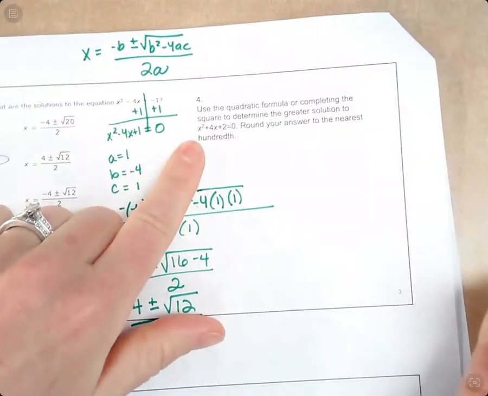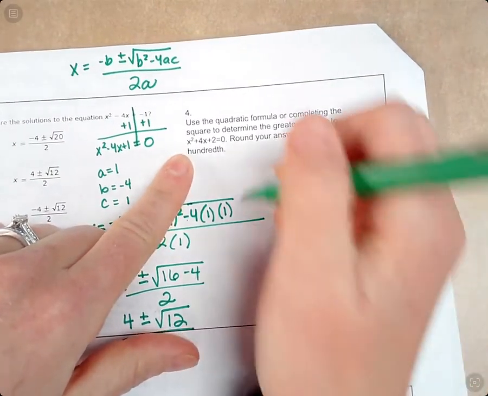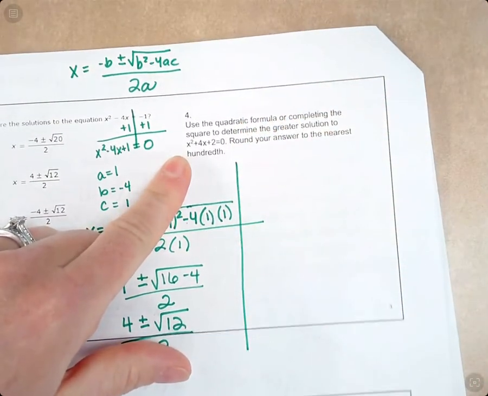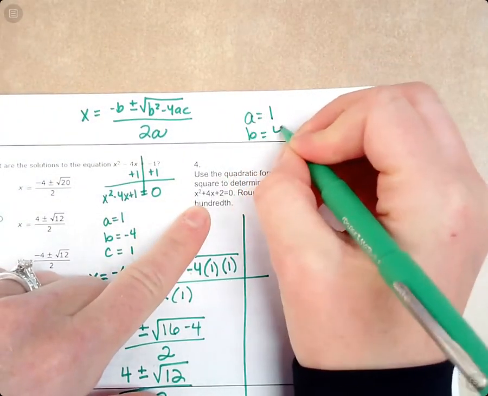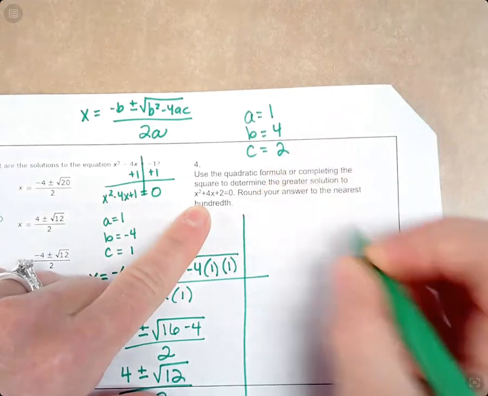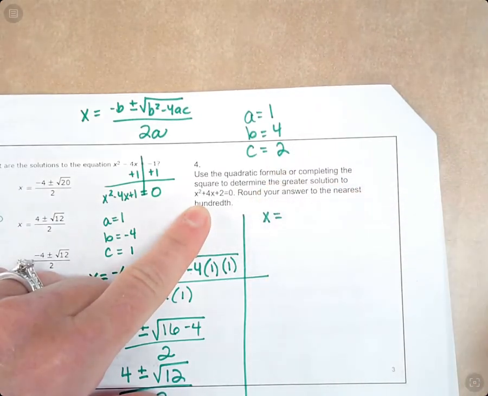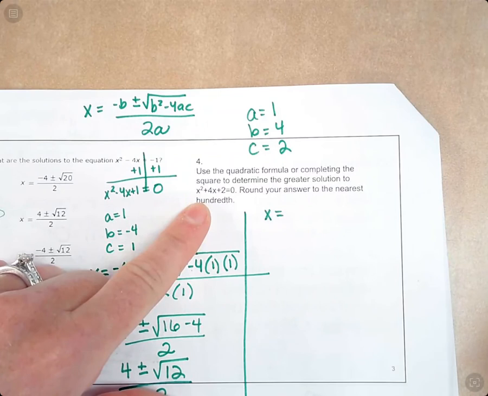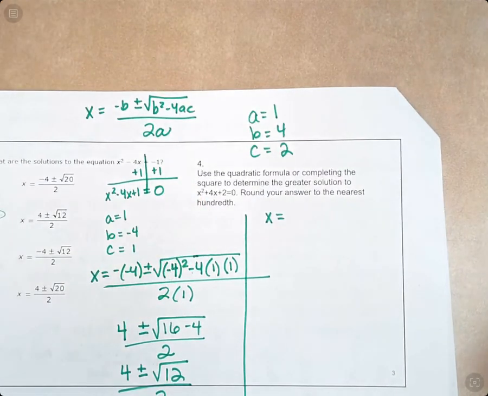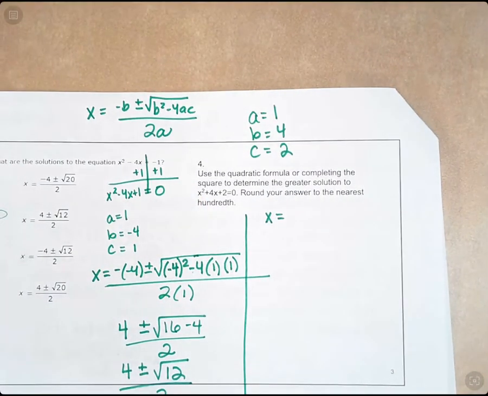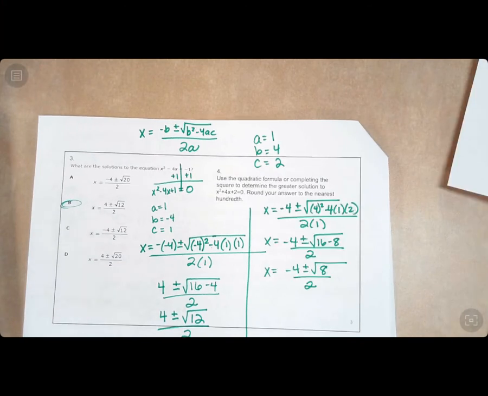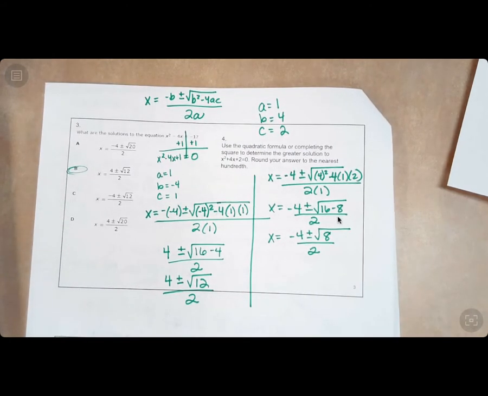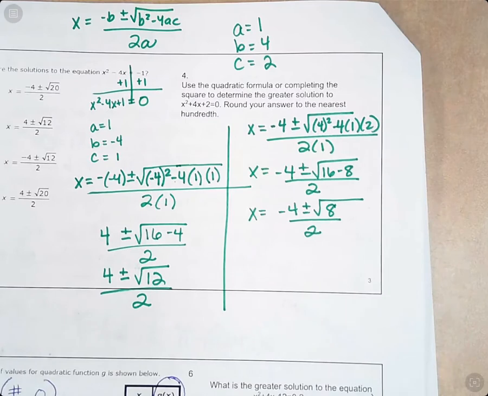All right, let's do the next one. A equals 1, B equals 4, C equals 2. So X equals. Okay, y'all go ahead and do this one. All right, let's look at it together. So here is the work so far. Check your work against mine.